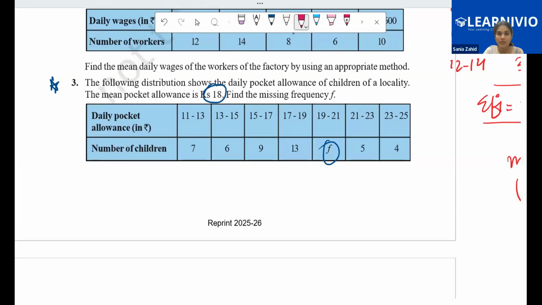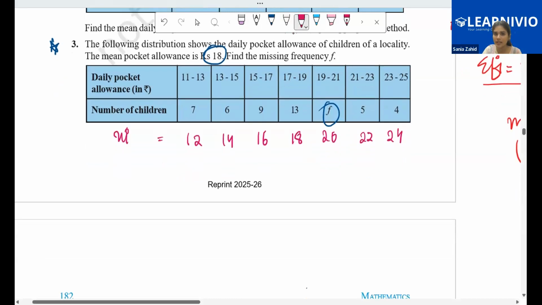See, can I first of all calculate the class mark, the Xi value? For 11 and 13, the middle value is 12, then 14, then 16, then 18, then 20, 22, 21. Now look very carefully and tell me, can I use the direct method here? Do I have very big values or small values? Easy to understand. Right? We can use the direct mean method. So I will use the direct mean method.